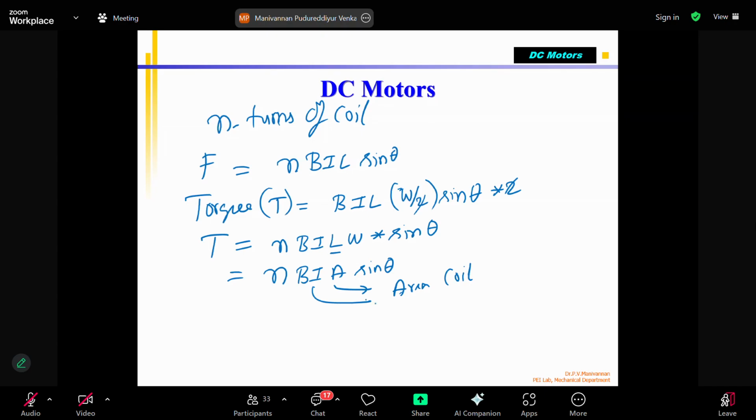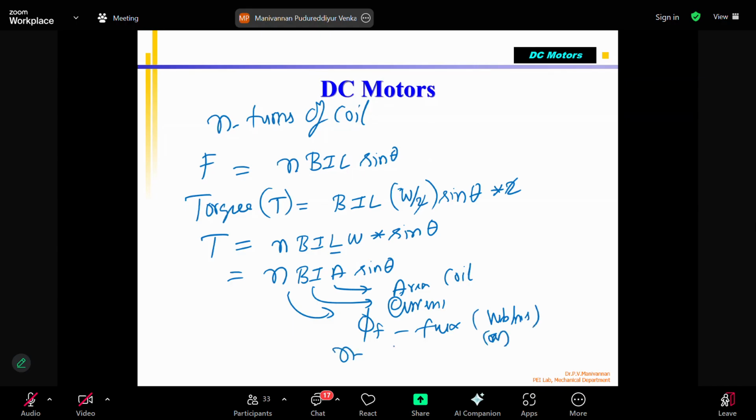I is the current, which we already know. B is the flux density, phi f. In this case, we just say flux density phi f. B is nothing but flux density in Webers per meter square or in Tesla, any unit.